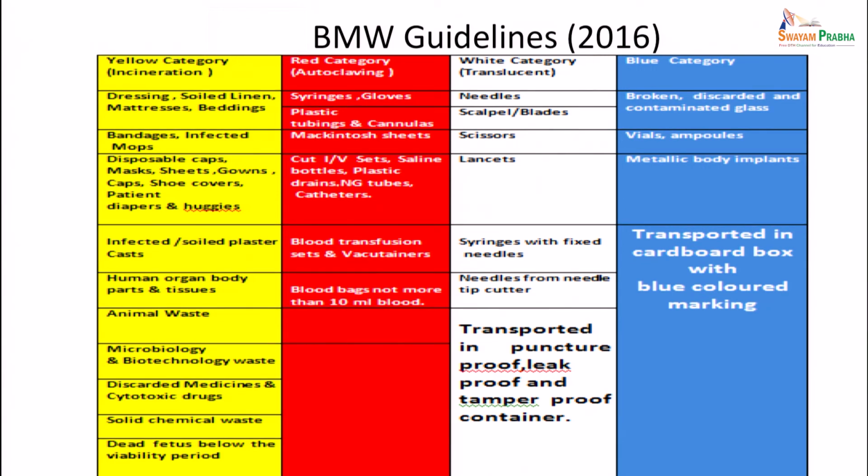Yellow category needs to be incinerated; there is a table for the ways. Red category needs to be autoclaved. White category is a translucent container; usually this is transported in puncture proof, leak proof containers. Blue category is a cardboard box with blue colored marking, for waste like discarded glass. It is important to follow these rules under these 4 categories designated as per the guidelines of 2016.